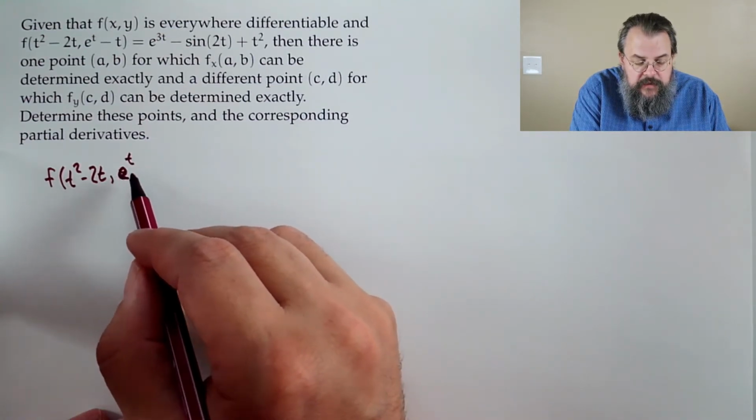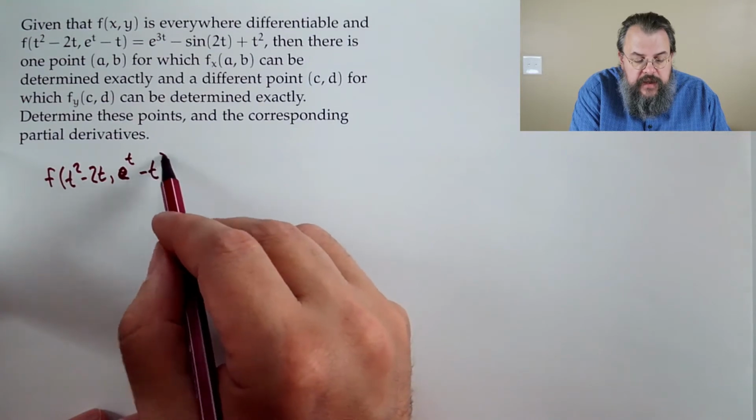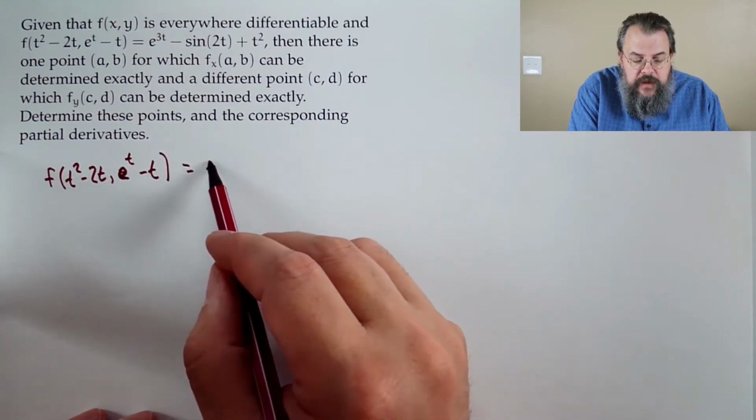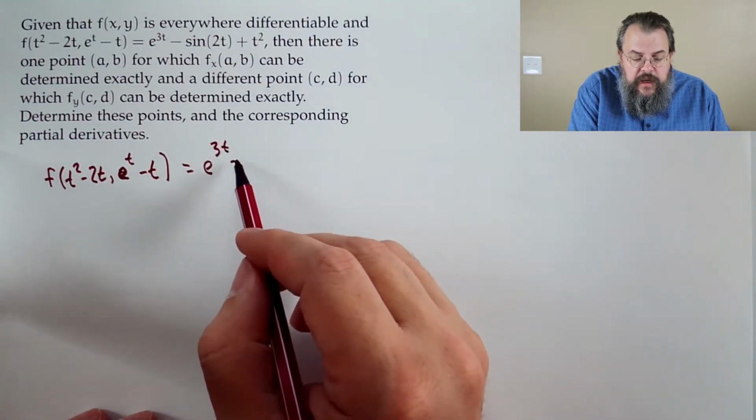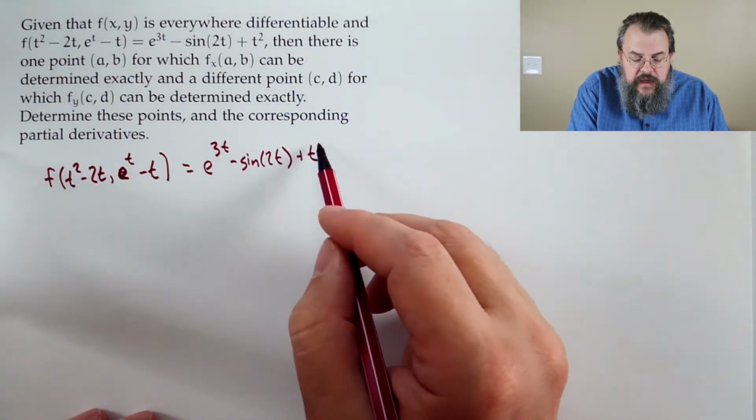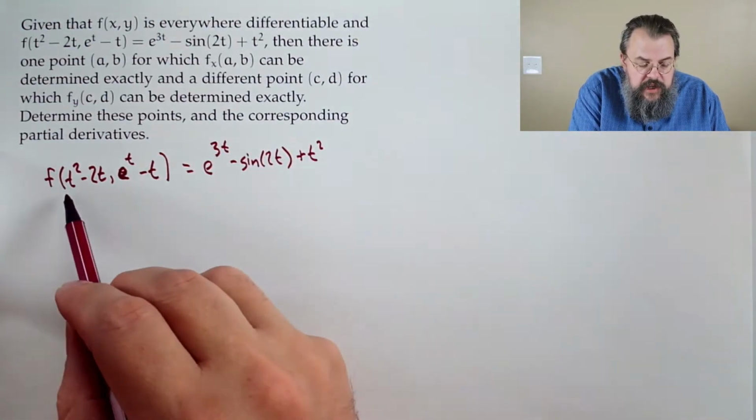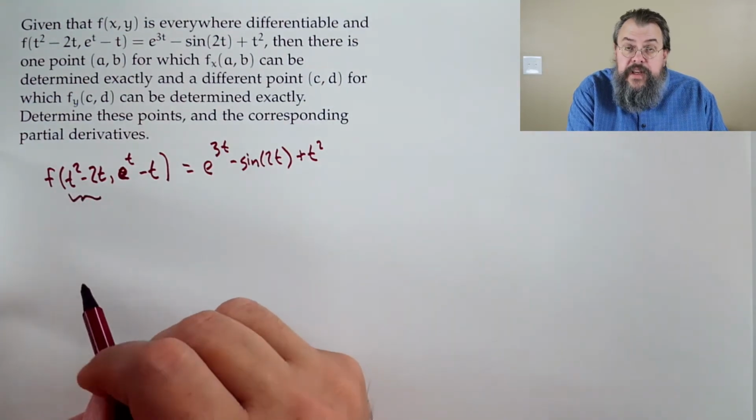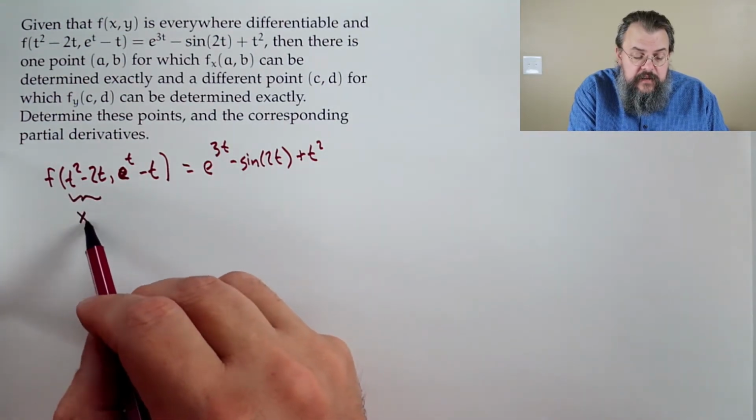Well, I can write e to the t minus t equals e to the 3t minus sine of 2t plus t squared. This t squared minus 2t is acting like our x.